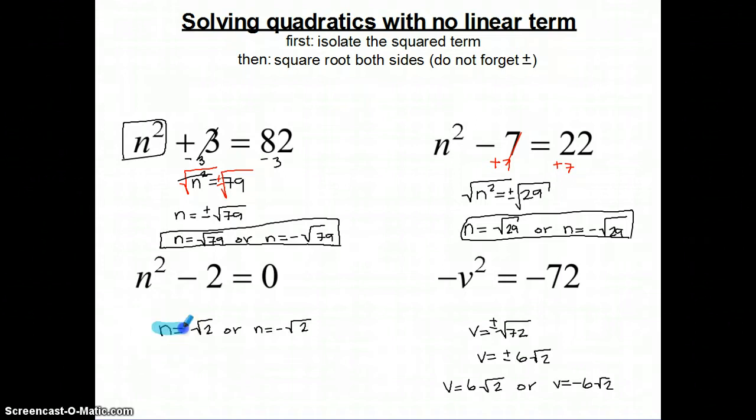From the first, you should have positive square root of 2 or negative square root of 2. From the second, you should have positive or negative square root of 72, which simplifies to 6 rad 2. So v should equal positive 6 rad 2 or negative 6 rad 2. Again, do not forget to simplify your radicals completely. Find any pairs that you can and make sure those pairs come out of the radical.